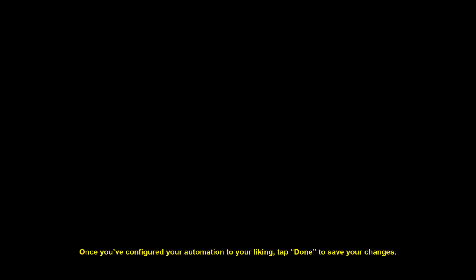Once you've configured your automation to your liking, tap Done to save your changes. You can view and manage all your created automations in the Automation tab of the Home app. Test your automation by adjusting the temperature and observing if the actions execute as expected. You're now ready to enjoy the benefits of temperature sensor automations with your Eve Weather in HomeKit.